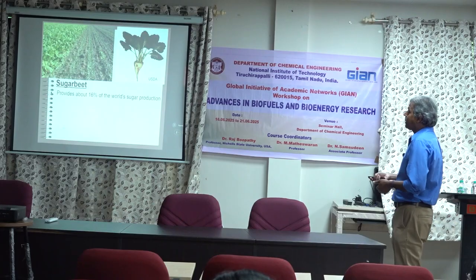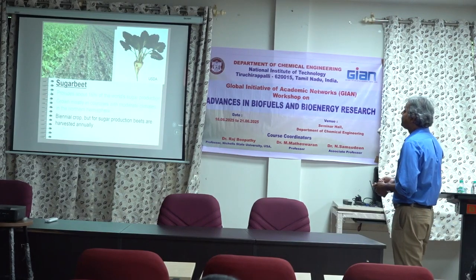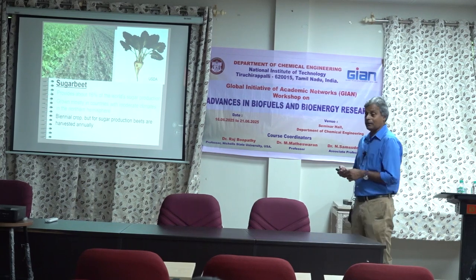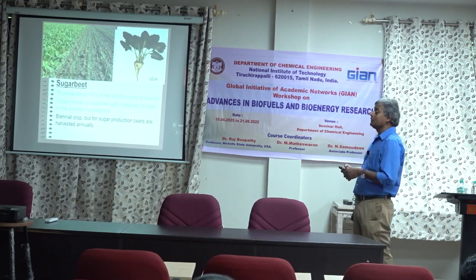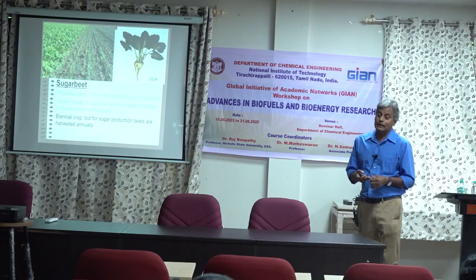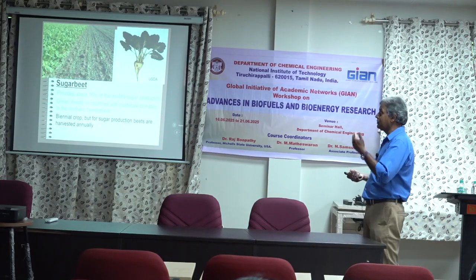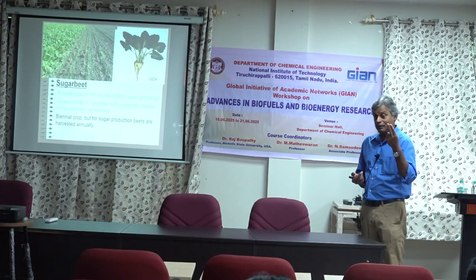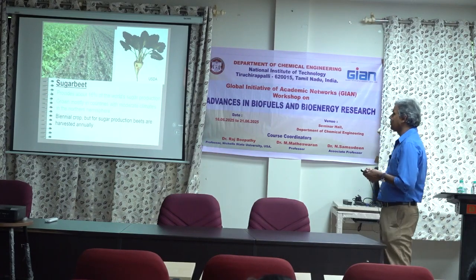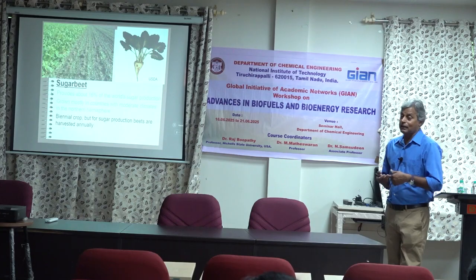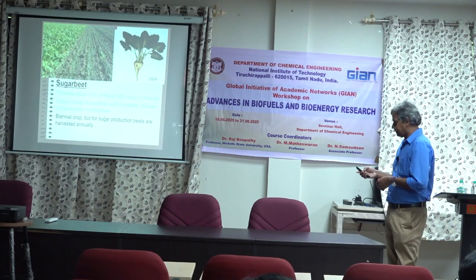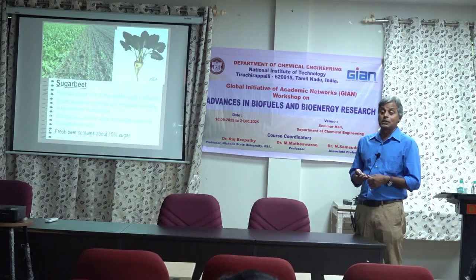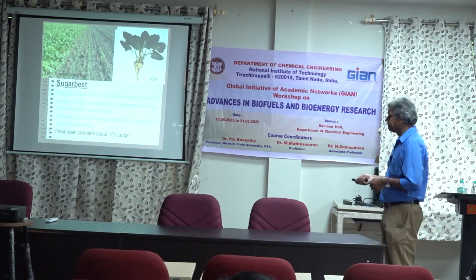The second crop is sugar beet. Sugar beet provides 16% of the world sugar production. It is mostly grown in temperate countries like Western European countries and Northern Hemisphere countries. It's a biennial crop. Okay, but for sugar production, beets are harvested annually, so you leave it for the whole year. Fresh sugar beet contains 15% sugar. Okay, it also has a lot of sugar.